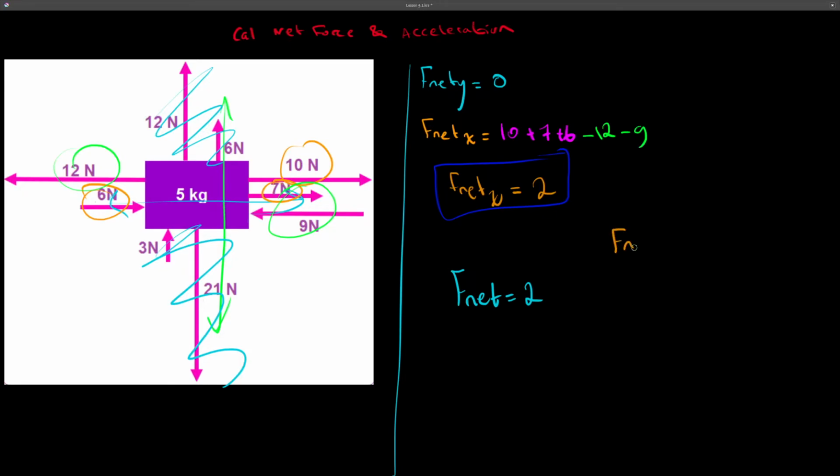We can apply F net equal to ma, knowing there's an unbalanced force. Now we have the F net, and we can calculate the acceleration using it. So F net is 2, so we can substitute. It's going to be equal to the mass, which is 5, and the acceleration unknown. Simply divide, and the acceleration is going to equal about 0.4 meters per second squared. And that is our answer.